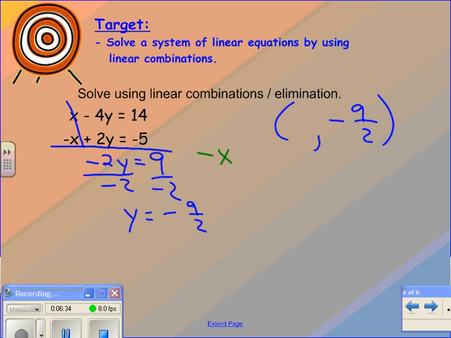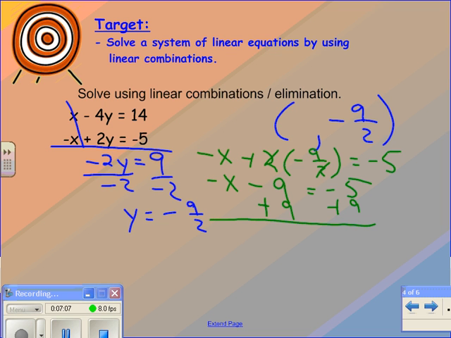So I have negative x plus 2 times negative 9 halves equals negative 5. So I need to multiply that 2 times the negative 9 halves. So I have negative x, and that's going to be a minus 2 times negative 9 halves is going to be a negative 9 because these 2's will eliminate. And then equals negative 5. So now it's easy to solve for x, and I need to get my constants on the same side, so I'm going to add 9 to both sides, and I have negative x equals 4.